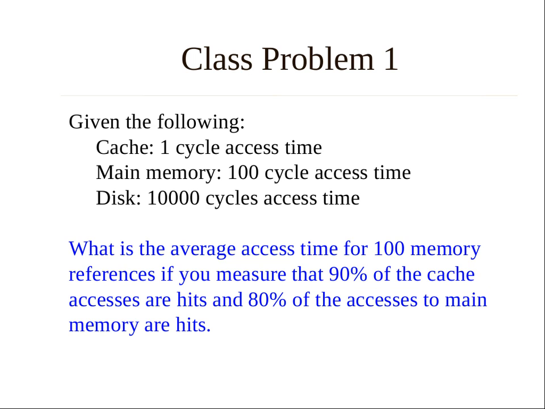Here's a good question. I'll let y'all answer. Let's say you have a cache that takes 1 cycle access time, main memory takes 100, and disk takes only 10,000. That's a pretty fast disk. What's the average access time for 100 memory references if you measure 90% of the cache accesses are hits, 80% of the accesses to memory are hits? So think about it. Wasn't that in the homework? Probably. I think it was.